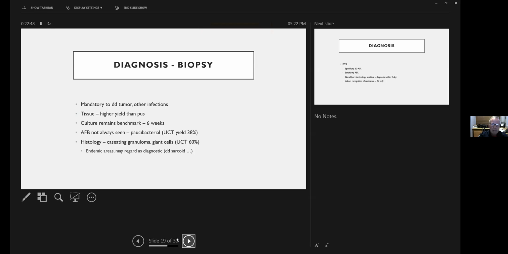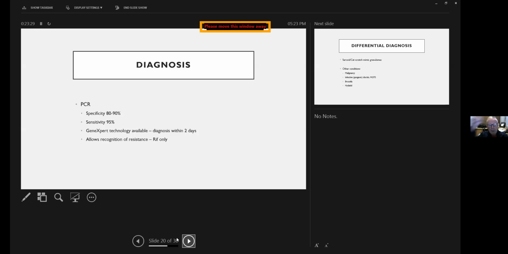And as you all know, tuberculosis in the spine is paucibacterial, which means there's not many organisms present. So you may well find that on your histology and on your culture, you don't always get it. The yield at UCT was only 38%. You can make your diagnosis based on histology of a caseating granuloma with giant cells, etc. It's 60% in the UCT study, but just remember that conditions such as sarcoid and cat scratch disease also present with caseating granuloma. So it's not specific, but it's enough to be able to make a diagnosis and start treatment, if that's all you've got.